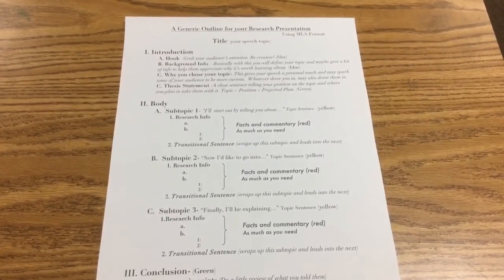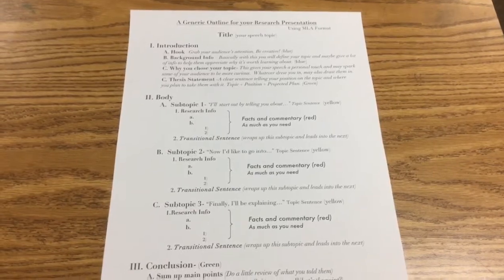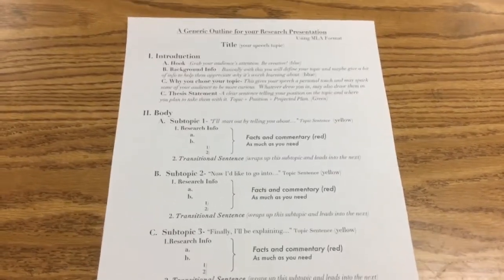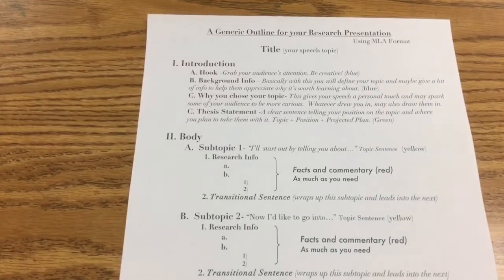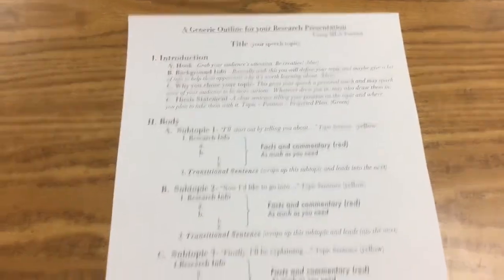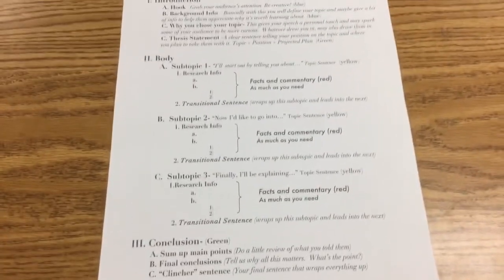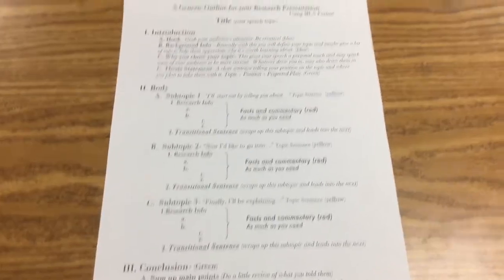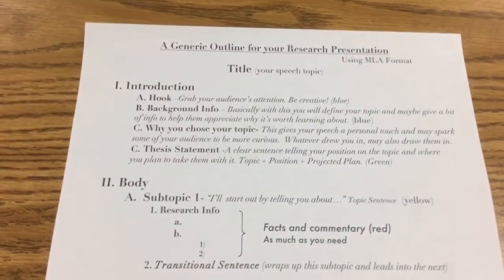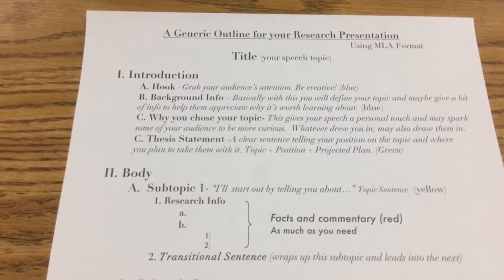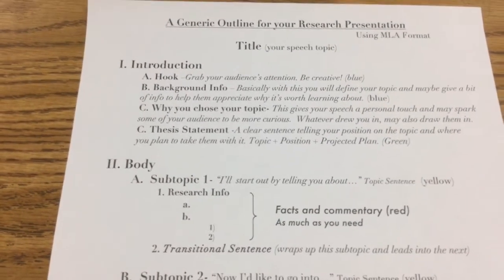It's going to be a lot like any outline that you're going to do for any paper in school, but this one's really specific to this particular assignment. First of all, you'll notice that it's divided into 3 main parts, Roman numeral 1, 2, and 3. Introduction, body, and conclusion. Pretty much any essay or speech is going to be divided up into an intro, body, and conclusion. Your introduction is divided into 4 parts. The hook, background information, why you chose your topic, and your thesis statement.